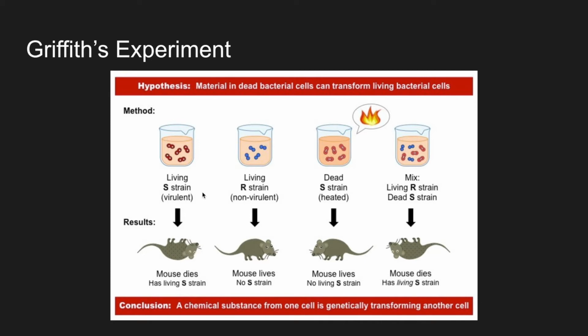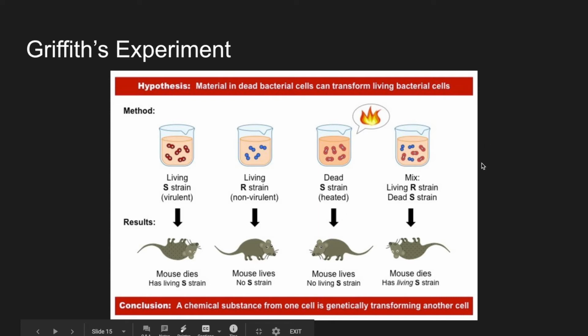So when the mouse was injected with smooth bacteria, its immune system couldn't detect the bacteria, so the mouse died. Whereas when the mouse was injected with R strain, the immune system could detect it, so the mouse lives, right? And then to further run experiments, Griffith decided to heat kill the S strain, right? And he found that the mouse lived because the immune system didn't need to kill the bacteria; it was already dead.